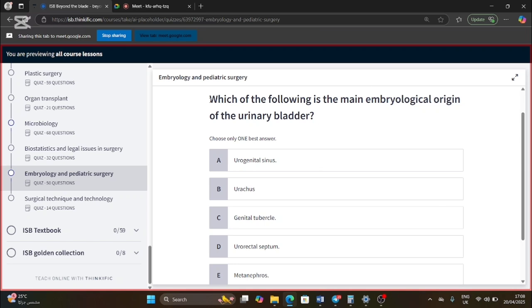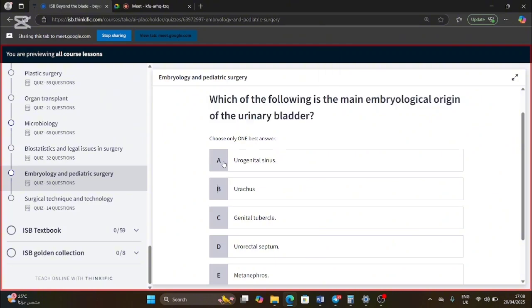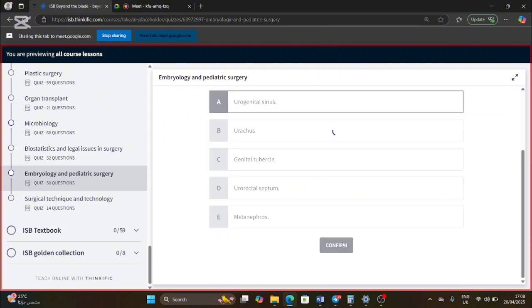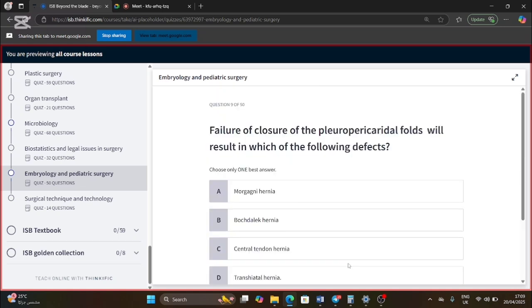Which one of the following is the main embryological origin of the urinary bladder? Urogenital sinus. Okay, let's see that. Yes, that's correct, right? It says here the urogenital sinus gives rise to the majority of the urinary bladder. Other derivatives include what? Urethra, the lower two-thirds of the vagina, prostate gland, bulbourethral gland, Skene's glands, or paraurethral glands, that's in the females only, of course, and Bartholin glands. These are all derivatives of this structure.